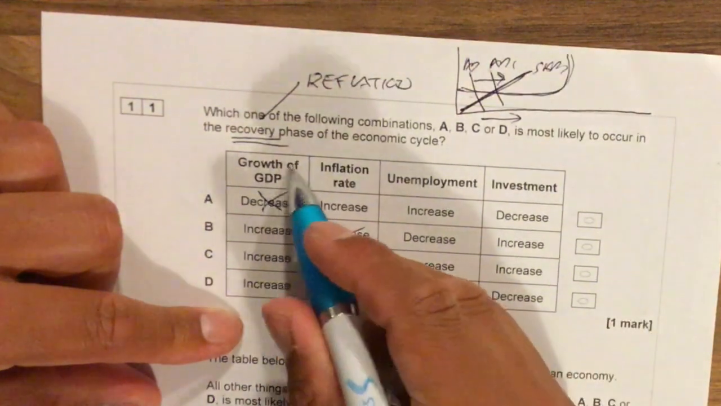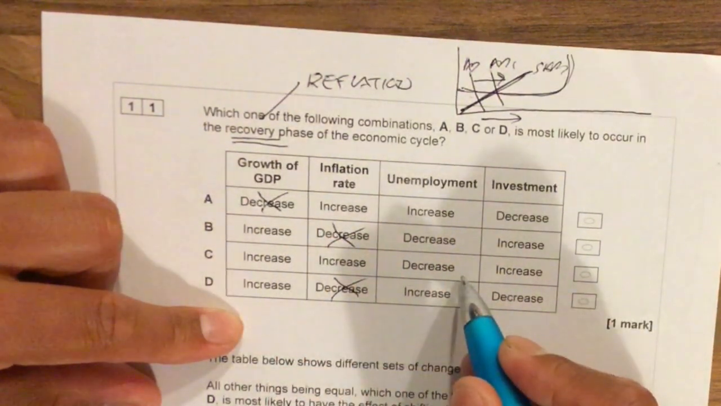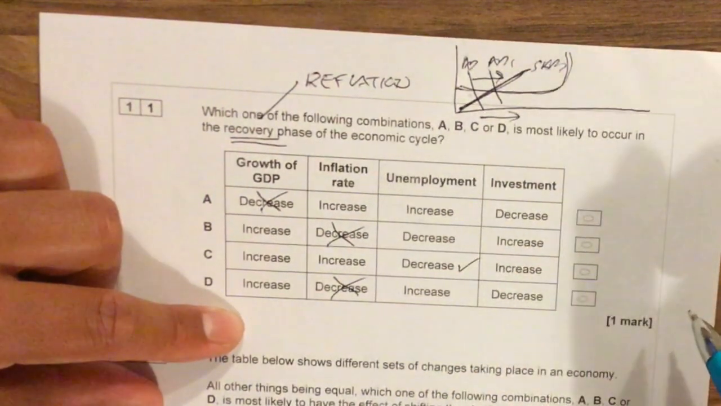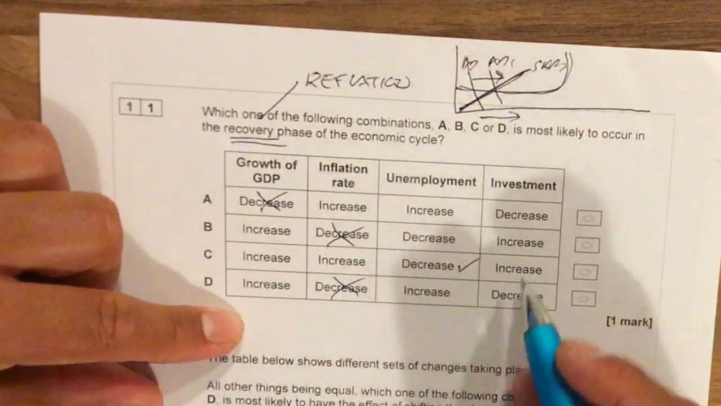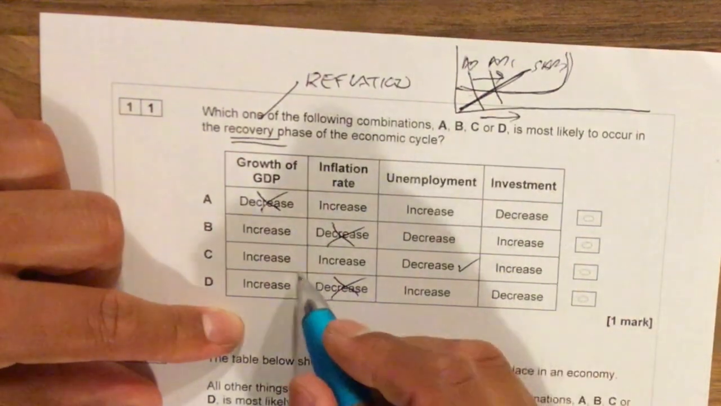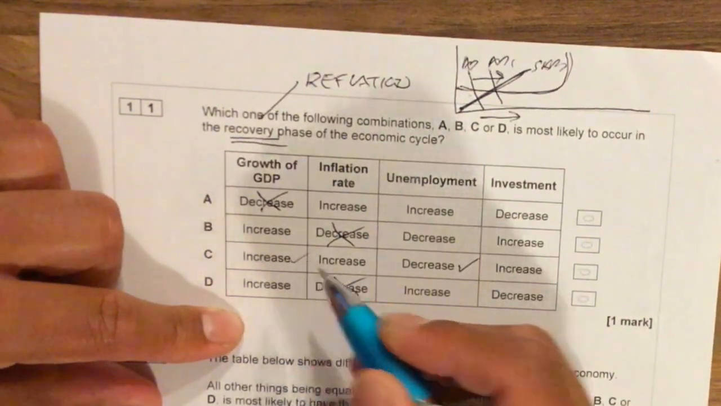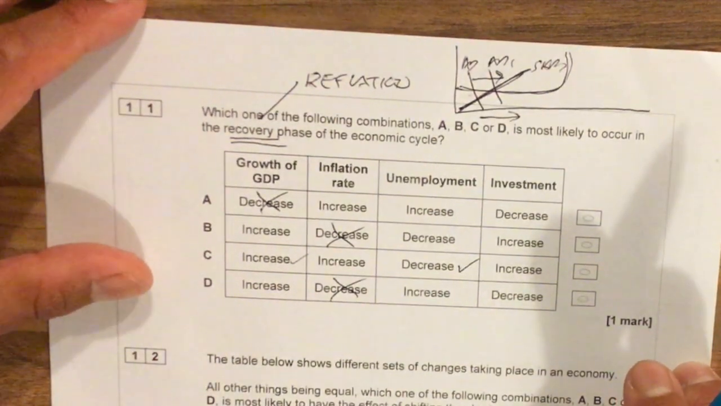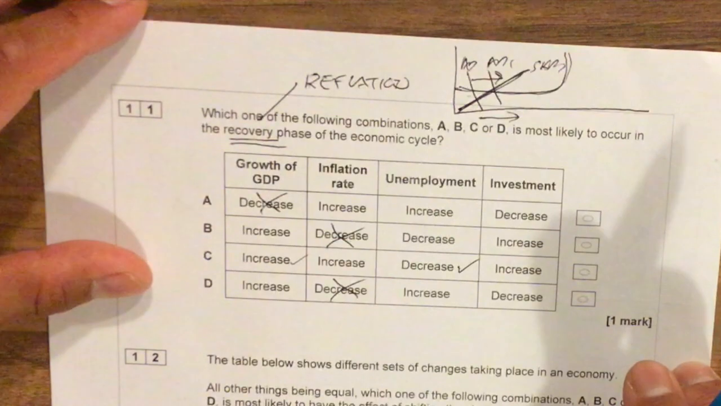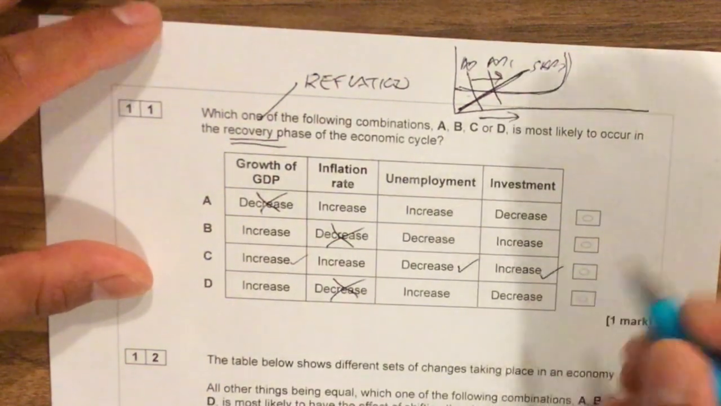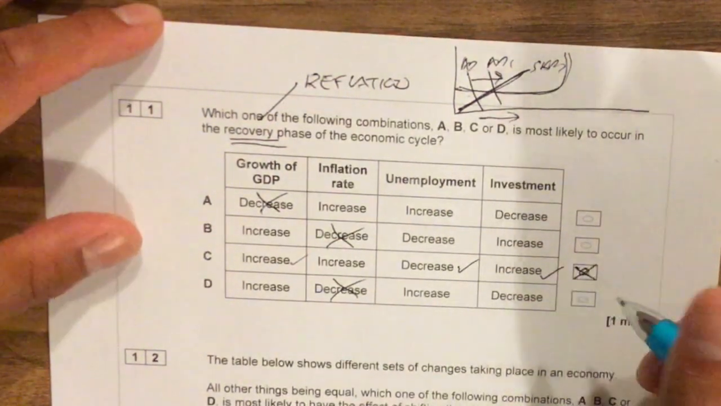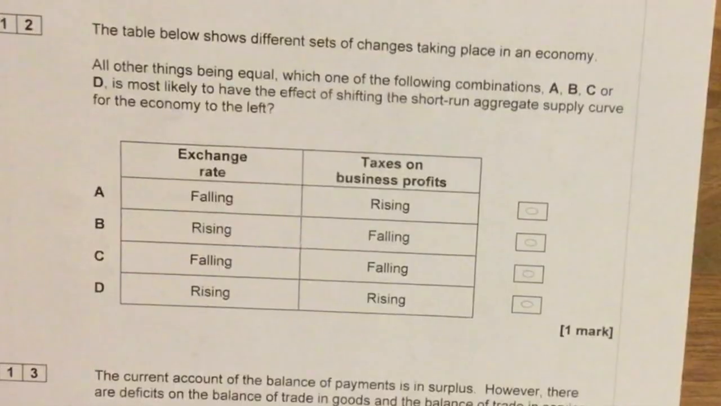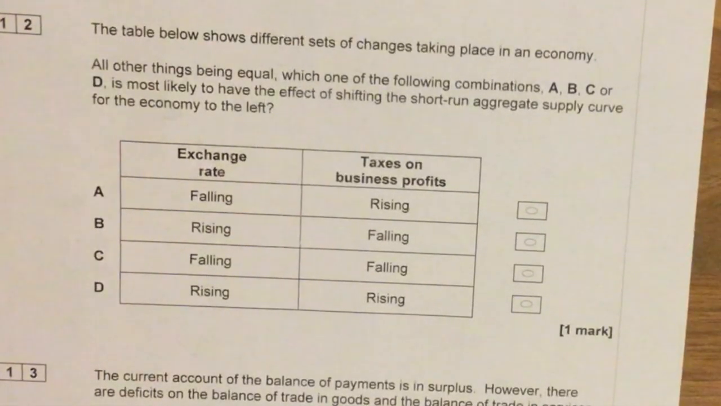And if you've got an increase in GDP, you're going to have an increase in employment or a decrease in unemployment, so that's correct. And if you're at the recovery phase of the economic cycle and the growth of GDP is increasing, then based on the accelerator theory, when the rate of growth is increasing, investment will likely increase too. So that is correct. So it is C.